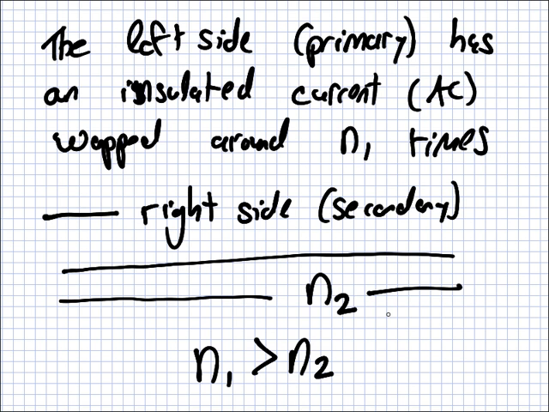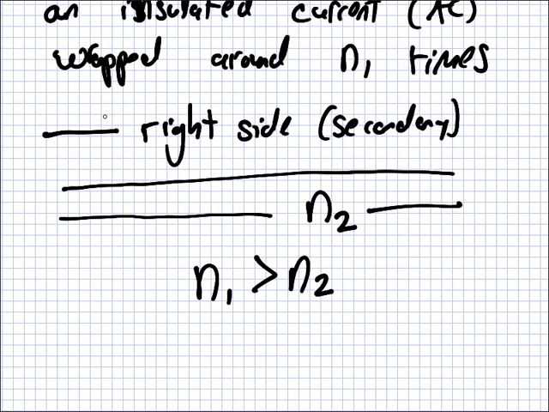Wrapped. Better. Right. 5,000 over N2 equals 3,000 over 240. So what's N2?